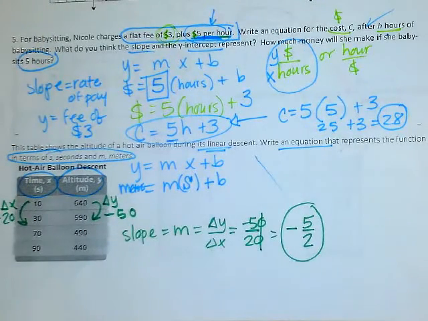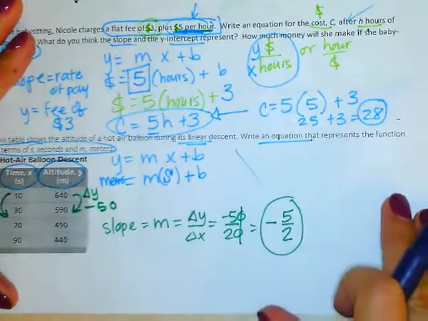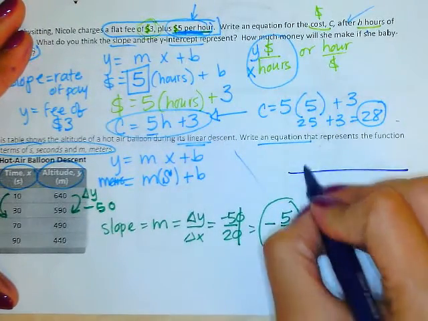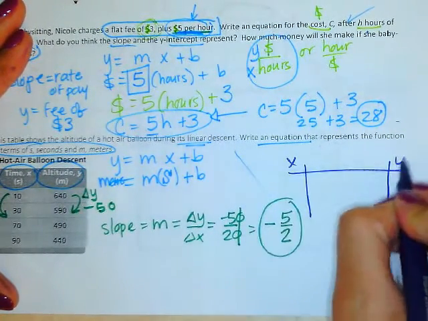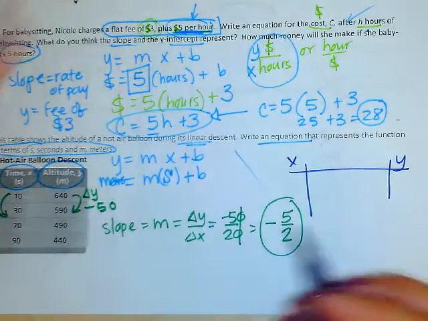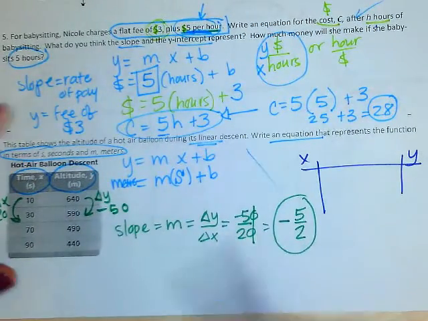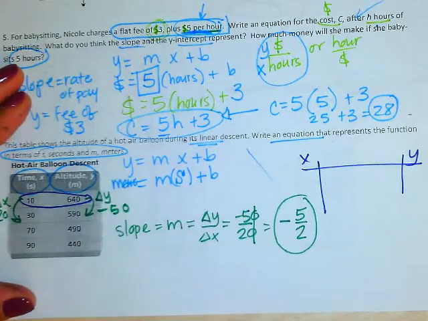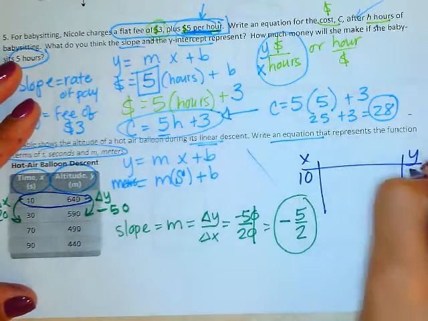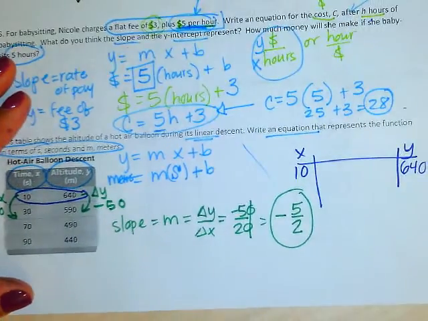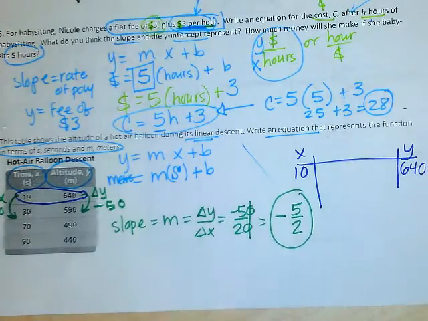Okay? Now to find the y-intercept, remember that 3-column table that we did in class? That is the best way to find it right now. Later I'll show you another formula, but right now we're going to use our 3 columns. Okay? I'm going to choose one point from here. It doesn't matter which. So I'm going to just do that first one. 10 and 640.